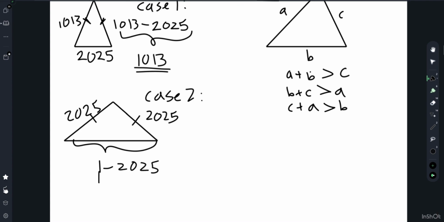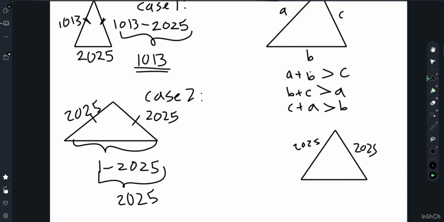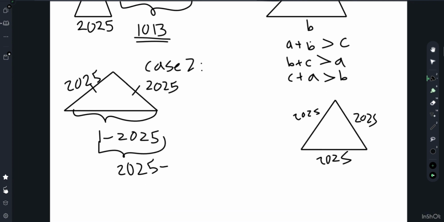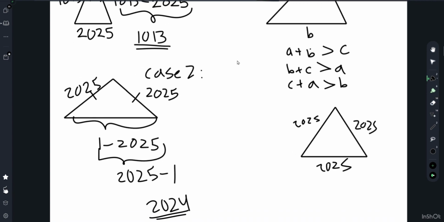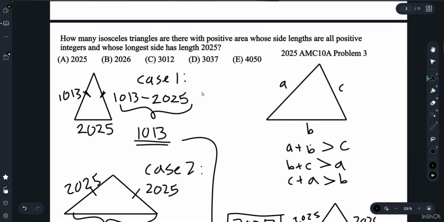Wait, this has 2025 numbers in it, but we overcounted. If we take the equilateral triangle, and an equilateral triangle is a triangle where all side lengths are the same, if we have the equilateral triangle 2025, 2025, and 2025, we overcounted it. We counted it in case 1 and case 2. So let's minus 1, so we have 2024 cases here. And let's take the sum of these two to find the total number of ways, which would be 3037. And this would lead us to get answer choice D.